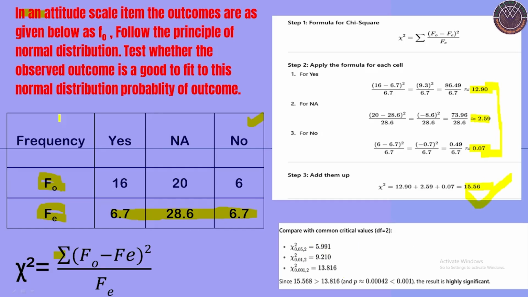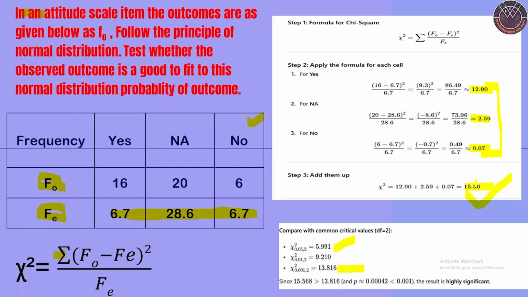Now for the degrees of freedom, again you will use the same formula, row minus 1 into column minus 1. So row minus 1 is 2 minus 1, which is 1, and column minus 1 is 3 minus 1, which is 2. So 2 is the degrees of freedom, and these are the table values at some specific levels of significance. At 0.05 level of significance it should be 5.991. At 0.01 level of significance it should be 9.210, and at 0.001 level of significance for 2 degrees of freedom it should be 13.816.